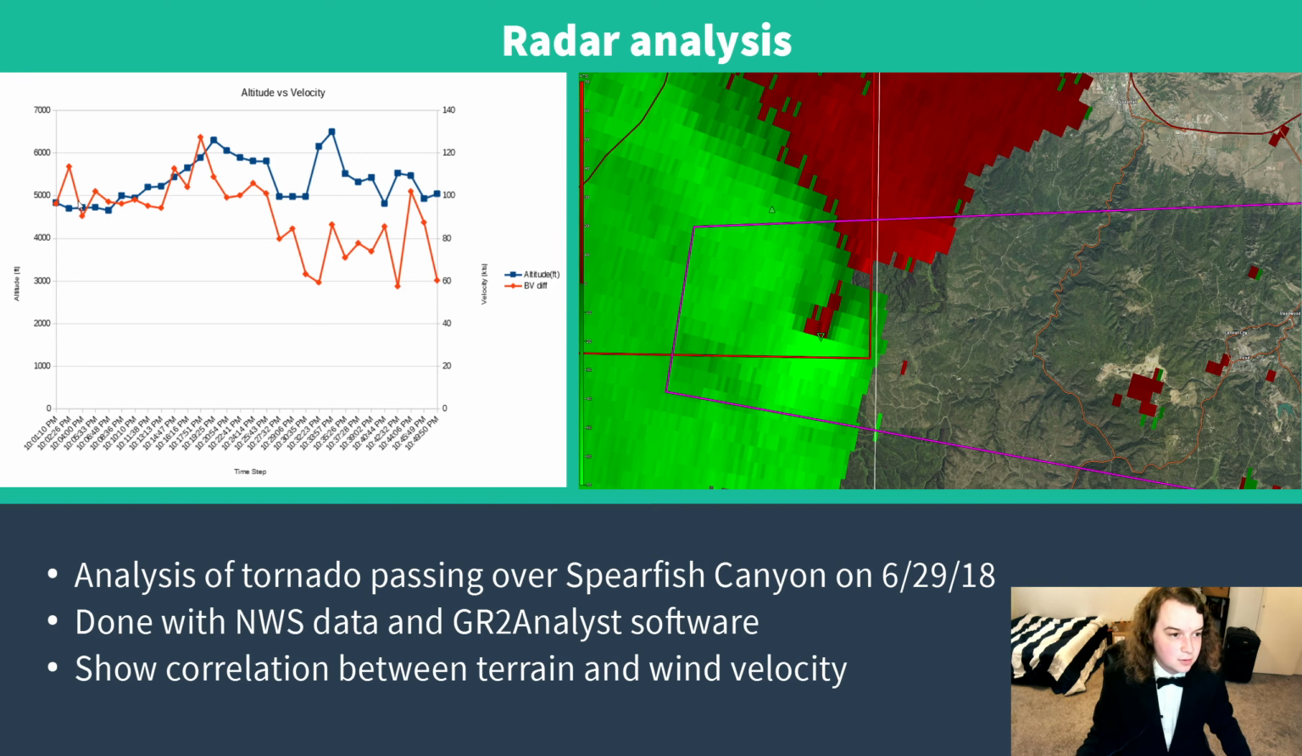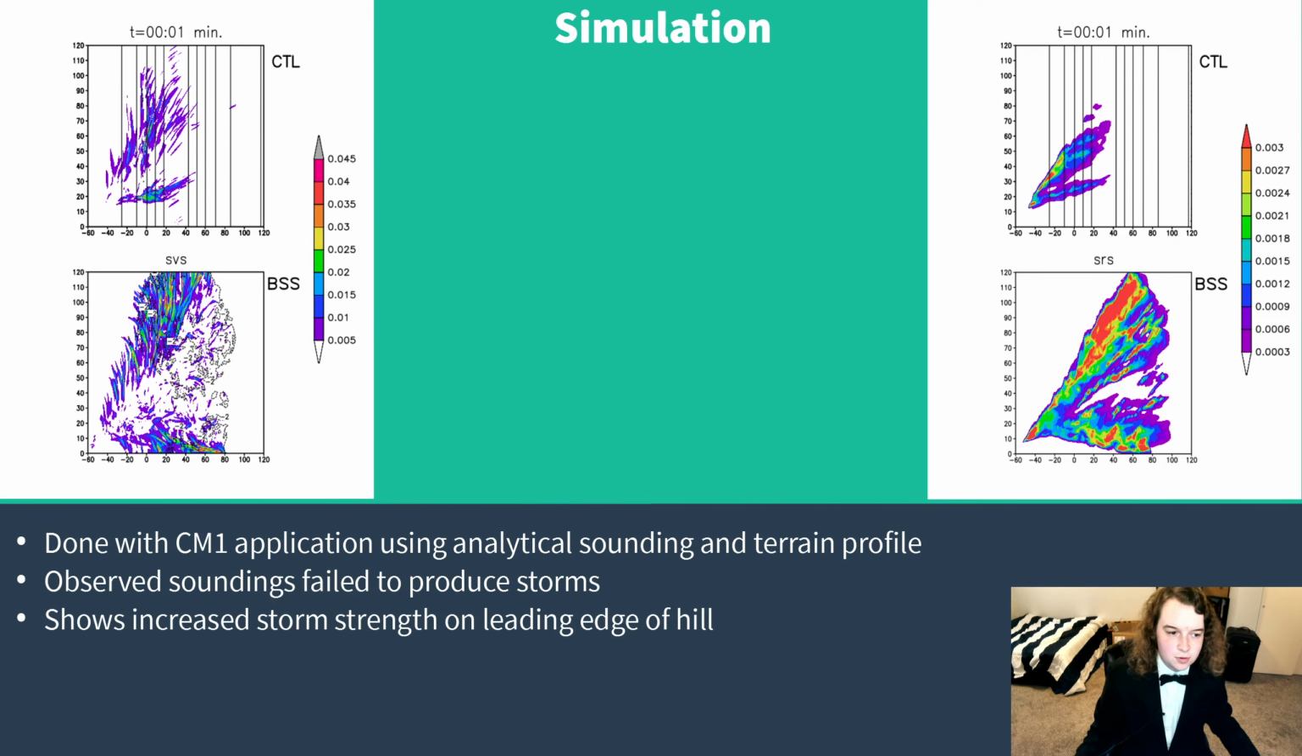So the wind velocity pretty closely matches that of the terrain height. If this were the angular momentum theory, we would not expect this. We'd expect this orange line to drop to begin with, for example, and then rise as it got closer to this roughly 1030 point. The other method we had was simulation using a program called CM1 and their analytical soundings.